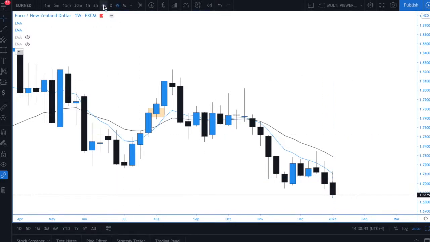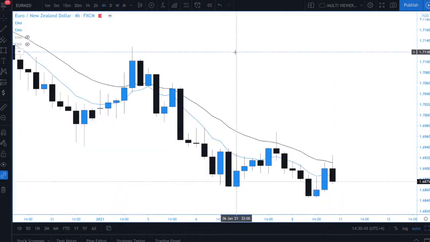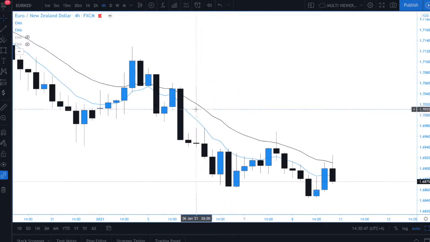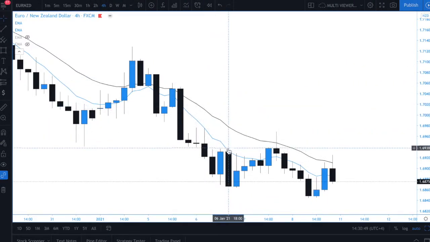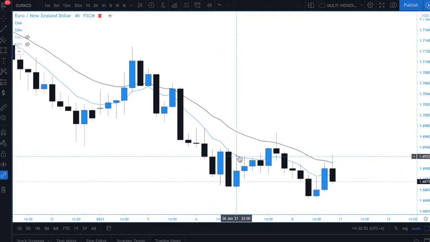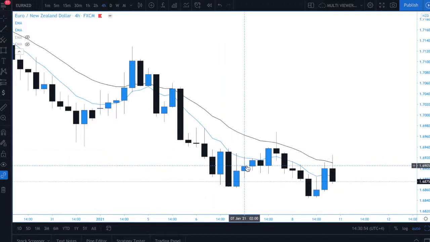Now, you can have it on your 4 hourlies. Again, you can see that same kind of scenario happen. We've got that bearish movement here. We're pulling into the EMA. We have a big move down, coming into here. Even if you're a very short-term, intraday trader, there's plenty of pips here, movement.